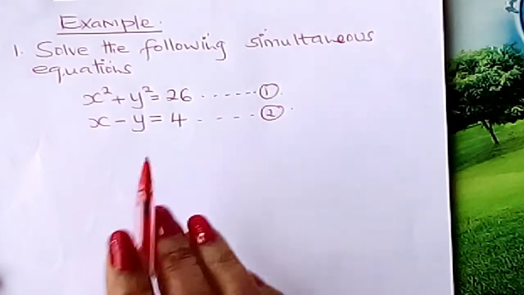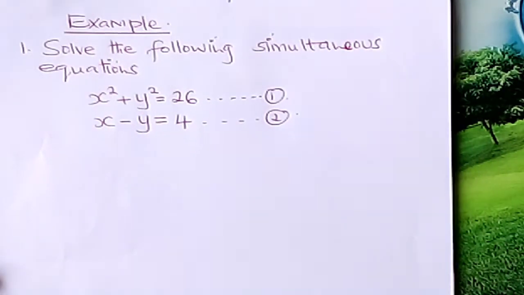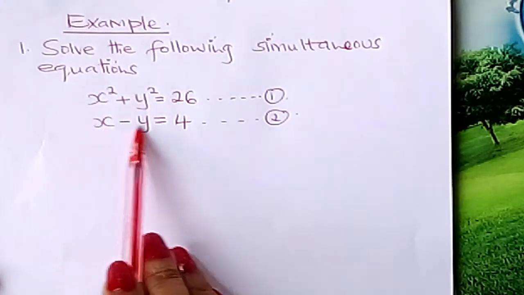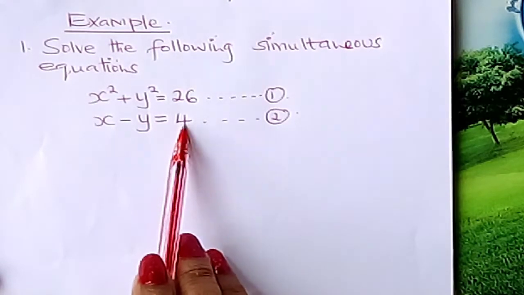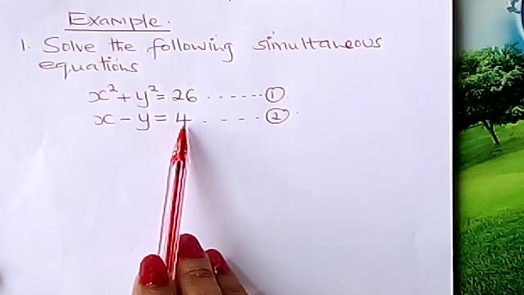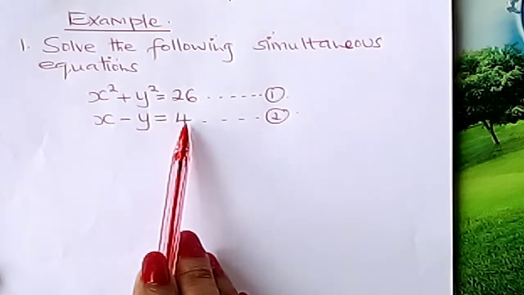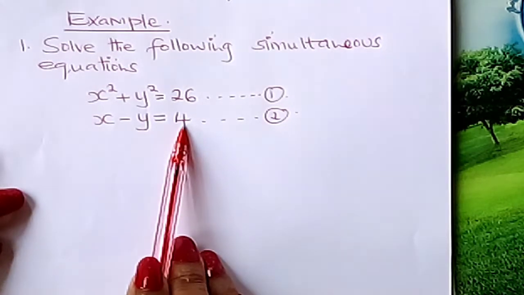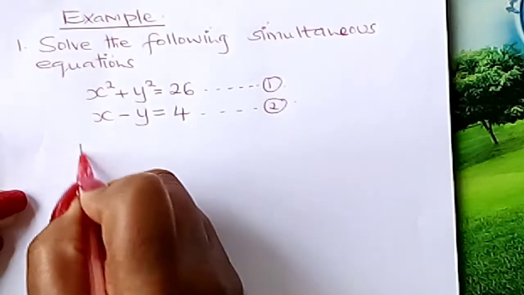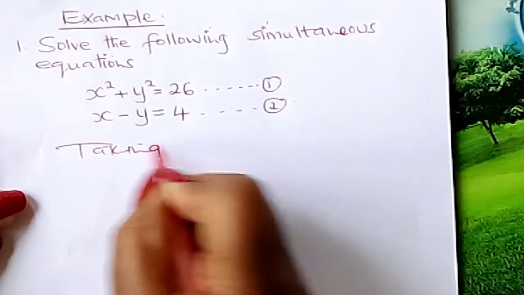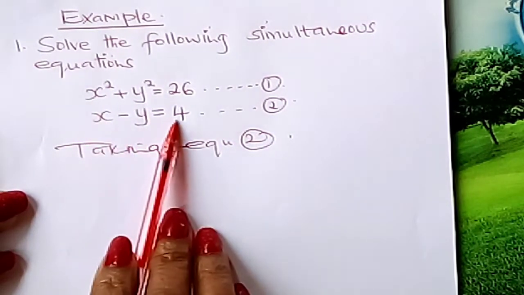Now, go to the linear equation, the one without squares here. The one with squares is quadratic, this is a linear equation. Take the linear equation, learner. The first step is to take the linear equation and make one letter, either x or y, the subject of the formula. Let us make x the subject of the formula in our case. So taking equation 2, make x the subject of the formula.